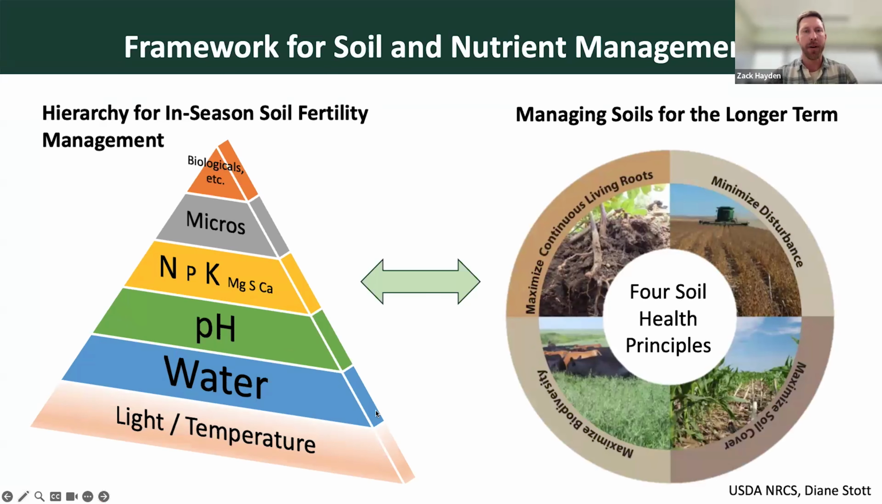Now, that's the in-season nutrient management, but we also hear a lot more, and it's just as important, about managing our soils for the longer term. A good way to summarize practices that fall in this area is looking at the four soil health principles from the Natural Resources Conservation Service. So things like maximizing continuous living roots, minimizing disturbance, maximizing soil cover, and maximizing biodiversity. Easier said than done, but there are practices that fall into these categories.